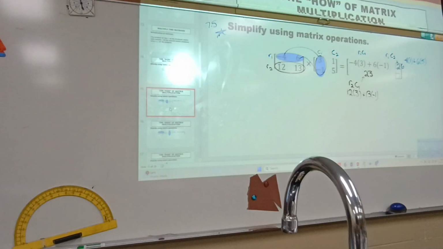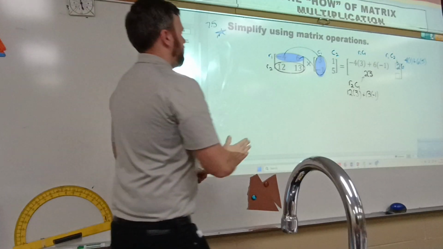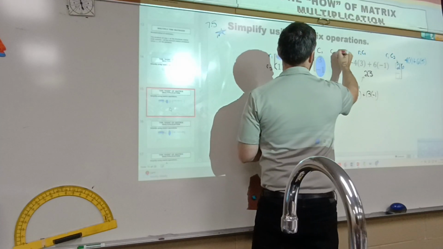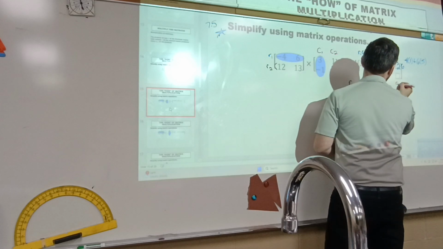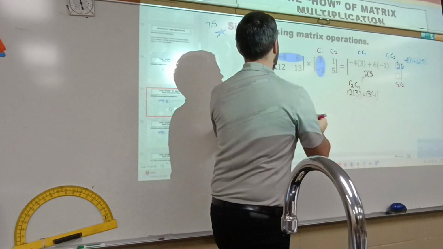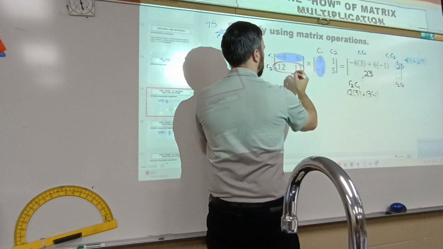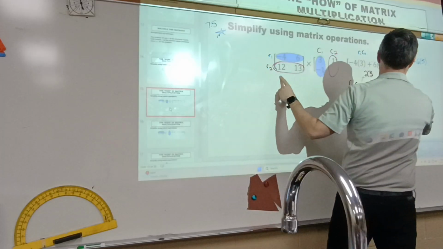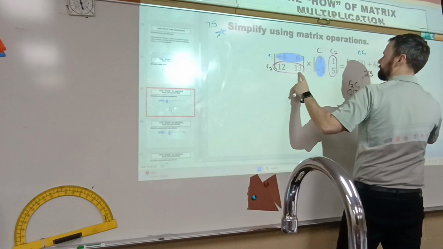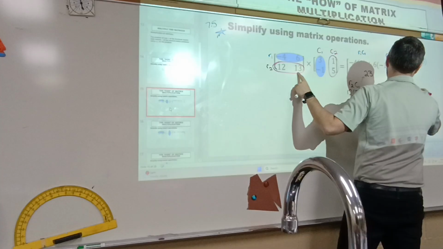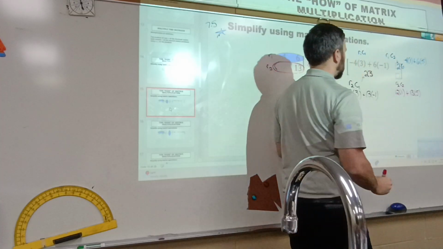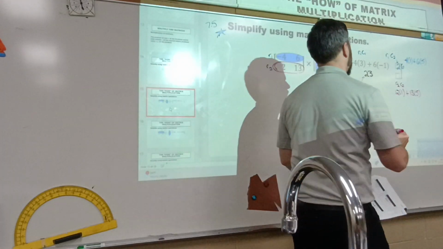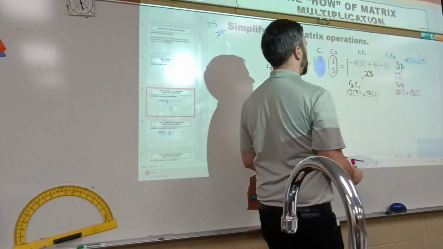And, ooh, a pink one. So how am I going to find my row 2, column 2? I'm going to take my row 2 times my column 2. All right? So 12 times 1 plus 13 times 5. That's 65, 77. Yep. All right.